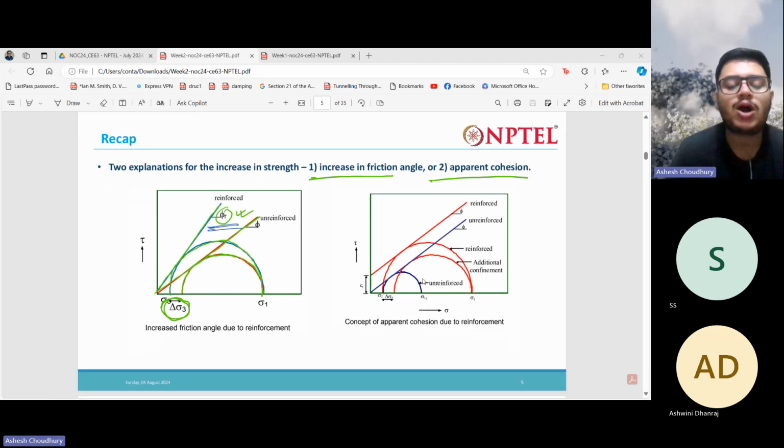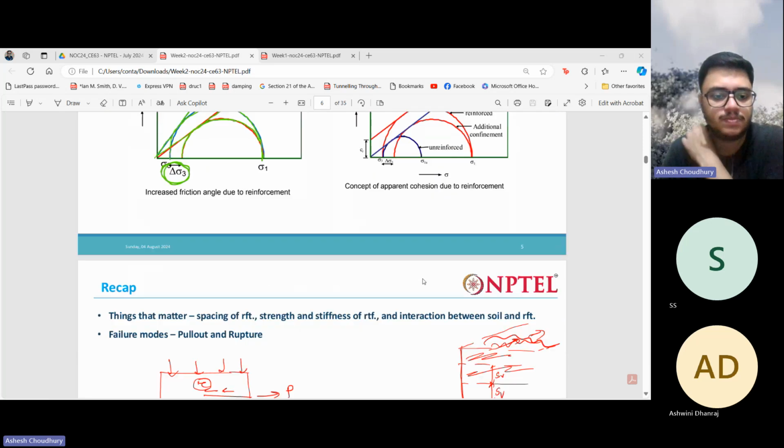How do you explain the increase in strength, right? You can explain the increase in strength by the increase in friction angle or the increase in apparent cohesion. I am not going to discuss that in detail again. You should remember this, and I hope you are able to recall how this mechanism is explained. One mechanism is the increase in friction angle due to reinforcement, and the other way it can be explained is the increase in apparent cohesion due to the reinforcement.